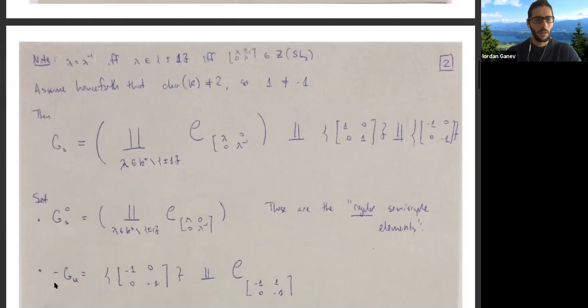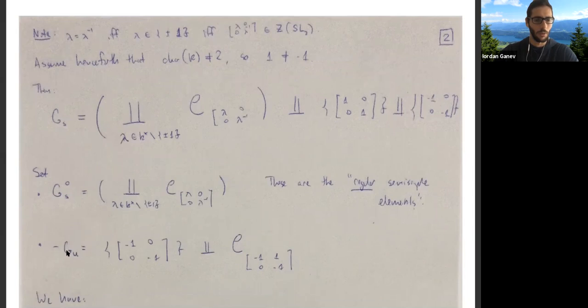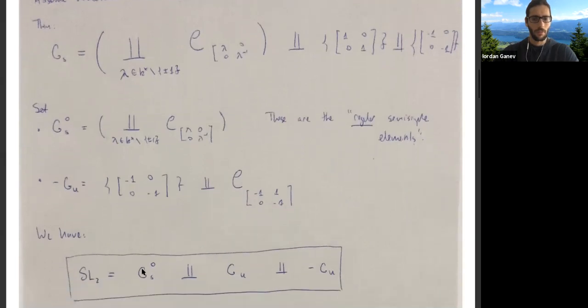And I'm also going to set negative G sub U to be the negative identity matrix together with the conjugacy class of this Jordan block of size 2. I call it negative G sub U because if we take anything in G sub U and multiply it by -1, we get something in negative G sub U. So now we have this decomposition of SL2 into this regular semisimple locus, this unipotent locus, and this negative unipotent locus.